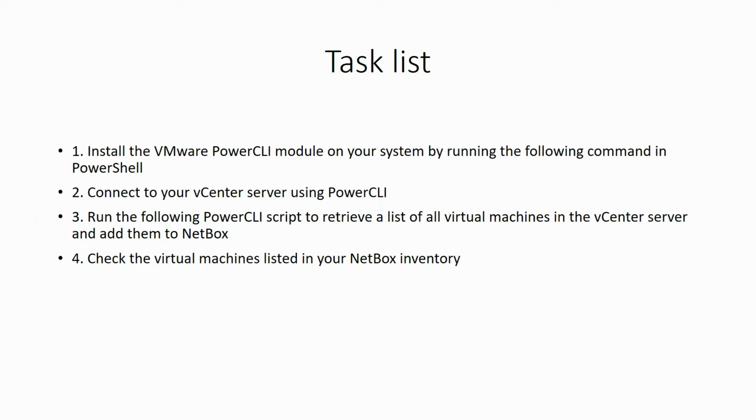I highlighted 4 steps in this session. In first step we will install the VMware PowerCLI module on your system by running the following command in PowerShell. Then we connect to vCenter server using PowerCLI and connection strings, and after that we run the following PowerCLI script for retrieving a list of all virtual machines from vCenter server and add them to NetBox with PowerCLI module. And last, check virtual machine listed on your NetBox inventory via GUI.